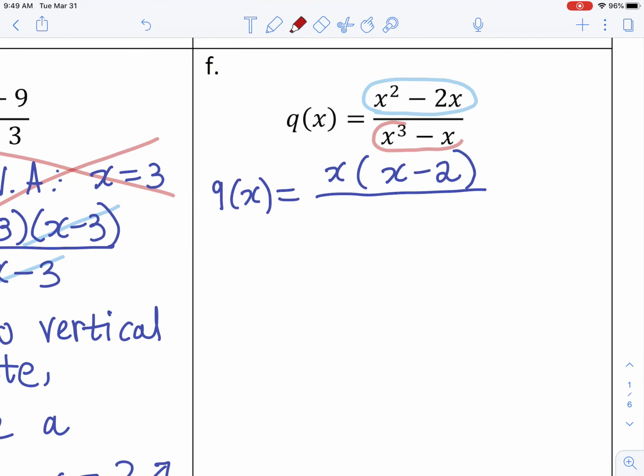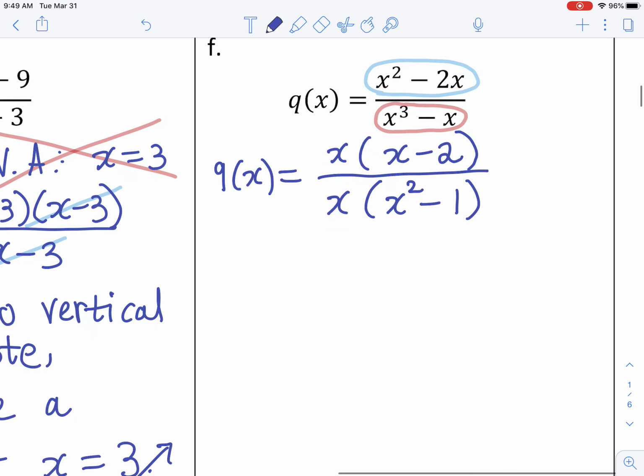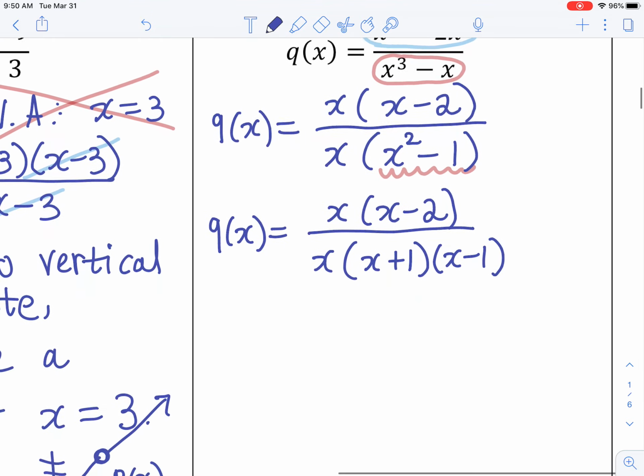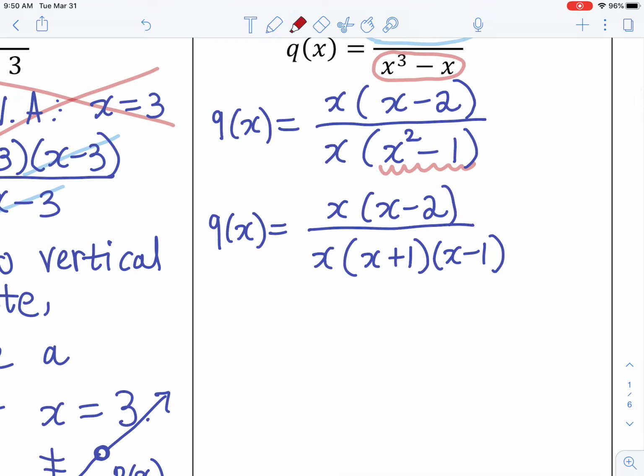Now let's look at the denominator. The denominator has x cubed minus x. So what can I factor out? I can factor out x. Then I will have x squared minus 1, right? This is also factorable again. Q of x is x times (x minus 2) over x times, notice this is a difference of squares. x squared is a square, 1 is a perfect square, so I can factor that into (x plus 1) times (x minus 1). Now I am done completely factoring this.